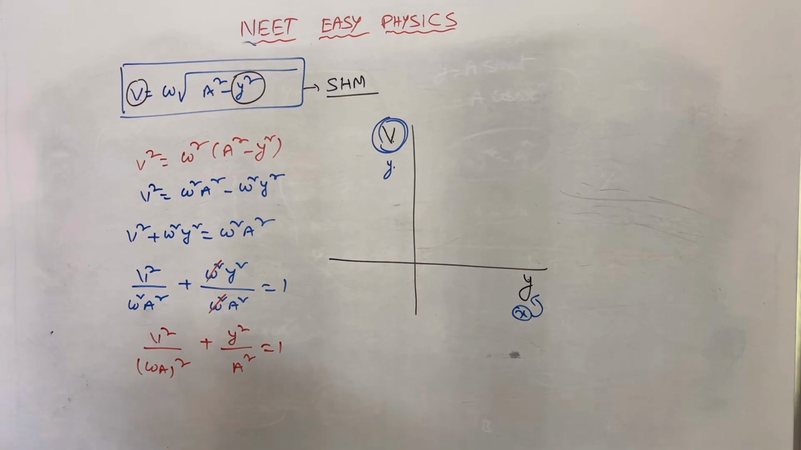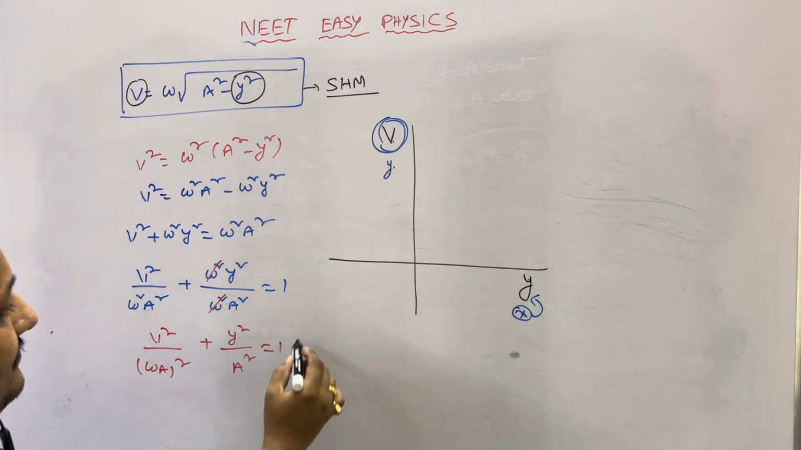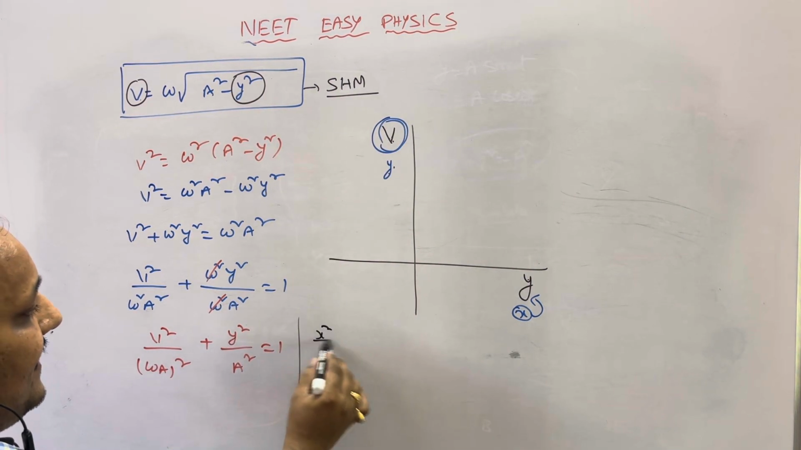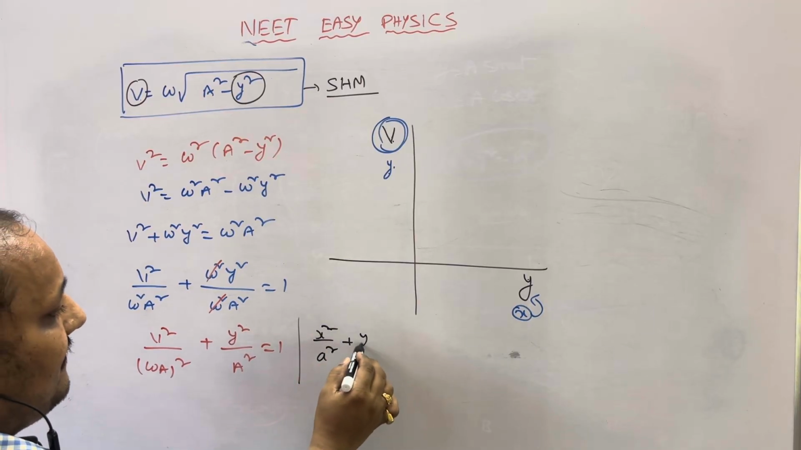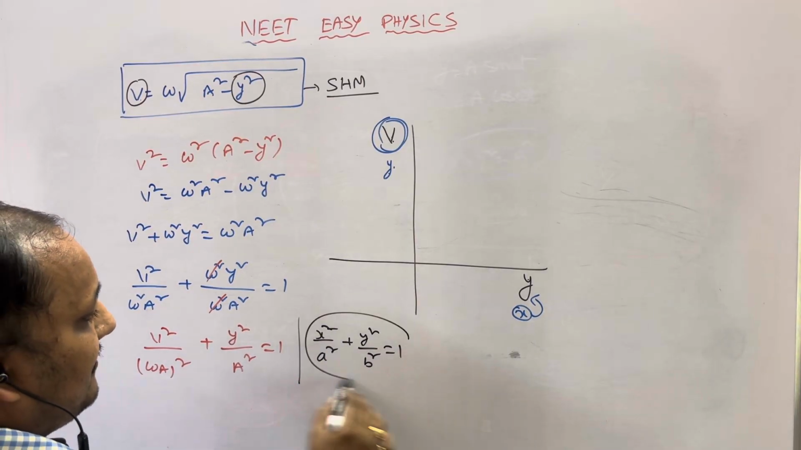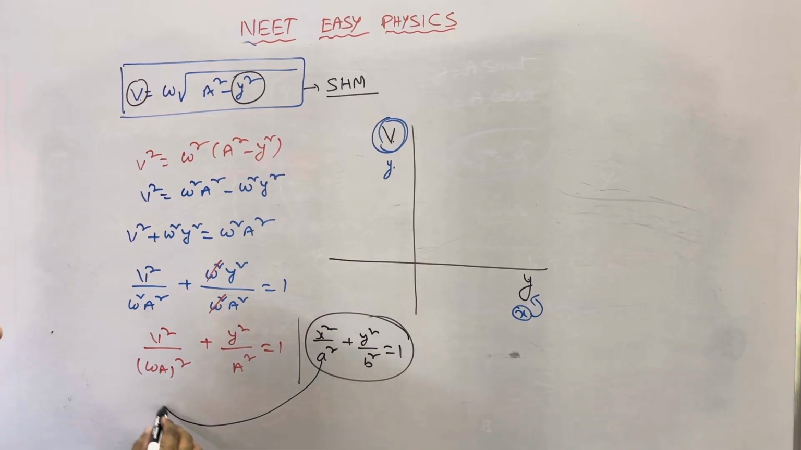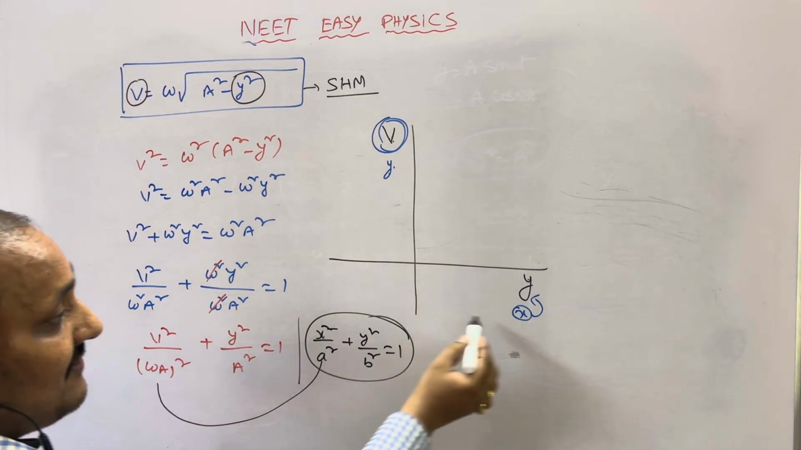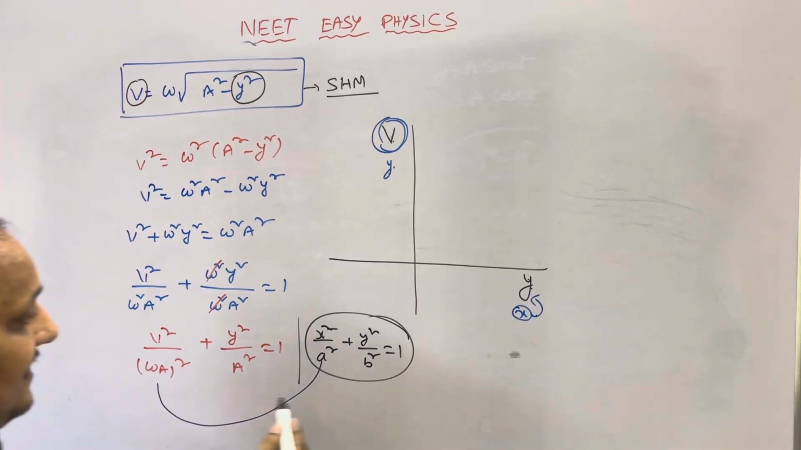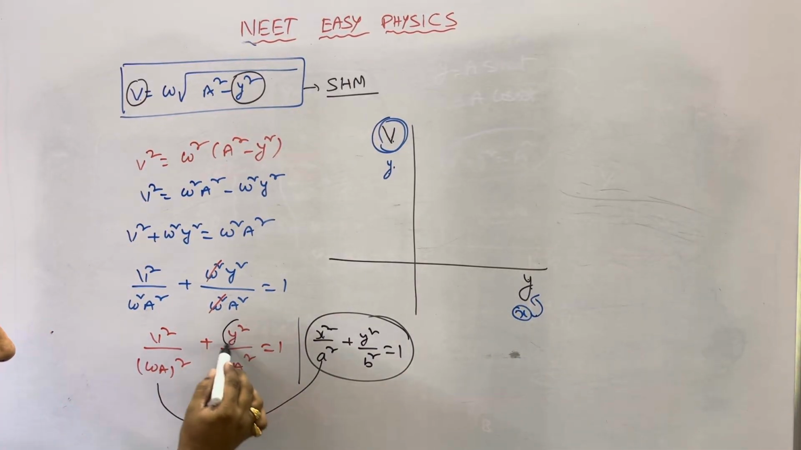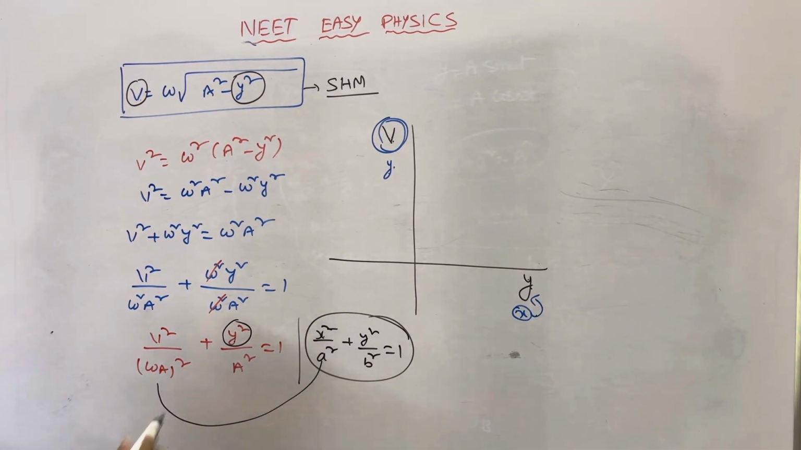Compare this equation with x square by a square plus y square by b square equal to 1. In place of a, what will be there, omega a or a square? This one is very important. In place of the x axis, y is there. Therefore a square will be this capital A square, not omega square a square. Have you understood?